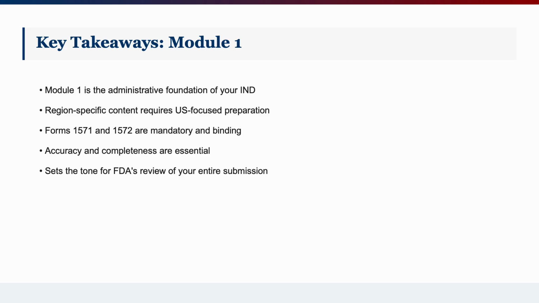The region-specific nature of Module 1 means you need to prepare content specifically for the FDA if you're submitting in the United States. The requirements we've discussed today are U.S. requirements. If you're also filing in Europe or Japan, you'll need to prepare different Module 1 content for those regions.